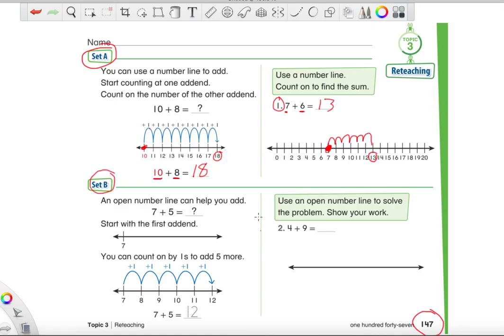So for set B, since it's very similar to set A, I will not be going over the answer to number 2, but I will be checking your workbooks at the end of class if you're in my classroom. If you're a student that's watching this and you're not in my classroom, well, that's up to your teacher.